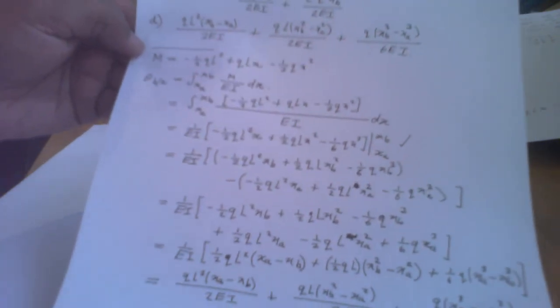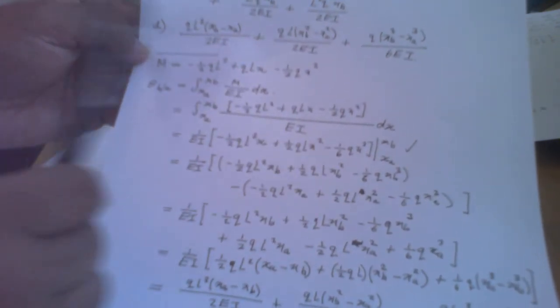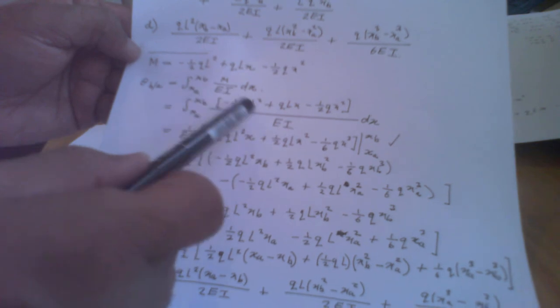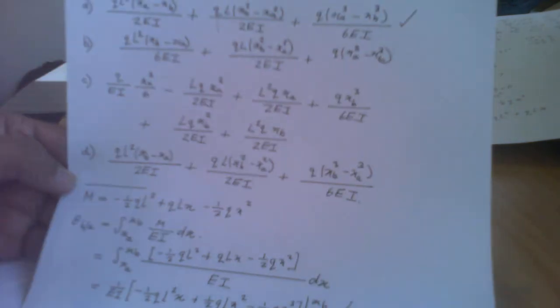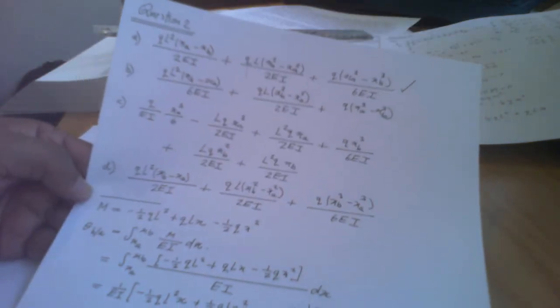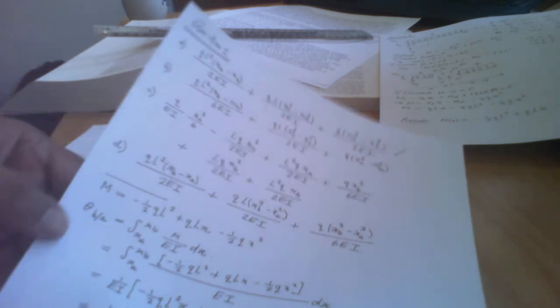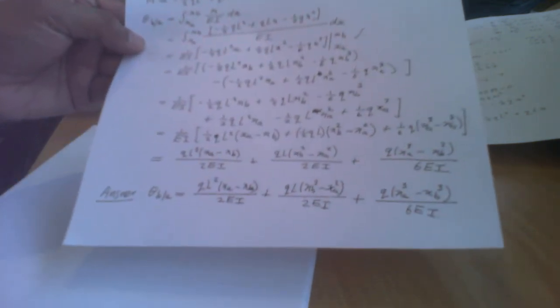We use the bending moment formula. We applied the moment area first theorem. Using our bending moment formula, we integrated it. We got an answer. We compared the answer to the terms in the options A, B, C, and we decided on option A by comparing terms. And that's our answer.